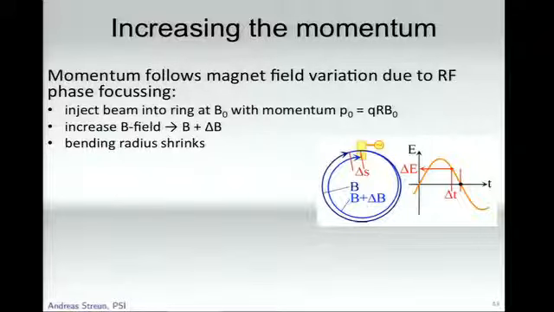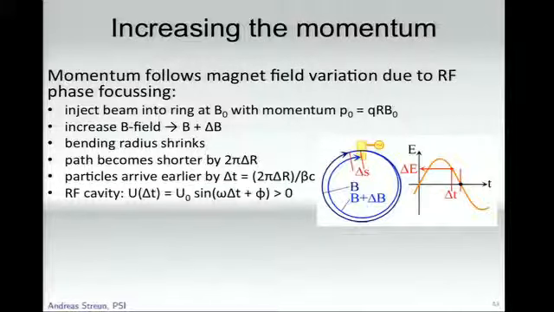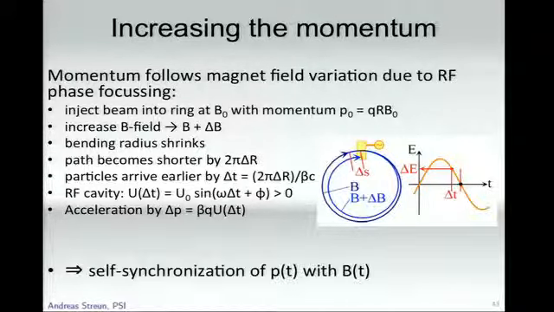The particles will arrive at the RF earlier and see the corresponding voltage due to this shift in time, and pick up the required energy to match. And so there's sort of self-synchronization, if you like, of the momentum with the B field. So we actually accelerate by changing the B field, and then the beam picks up the required energy from the RF system to stay in sync with the RF.